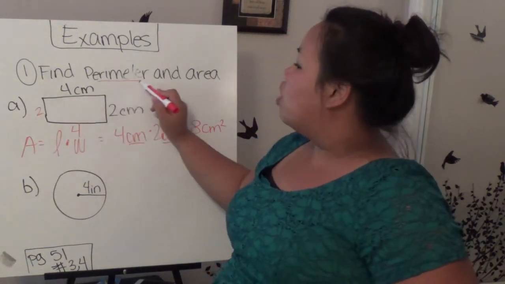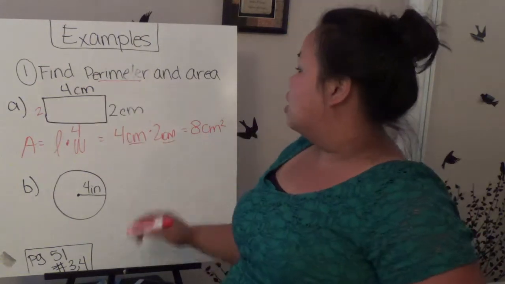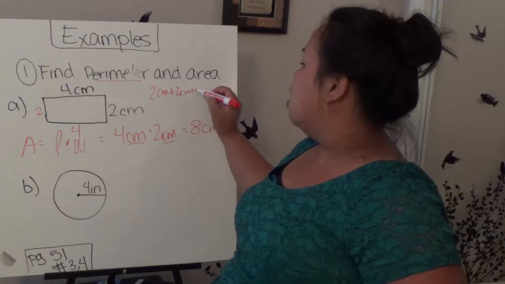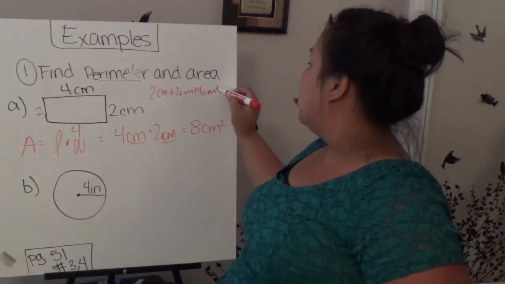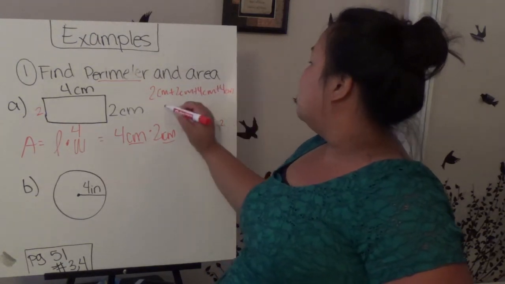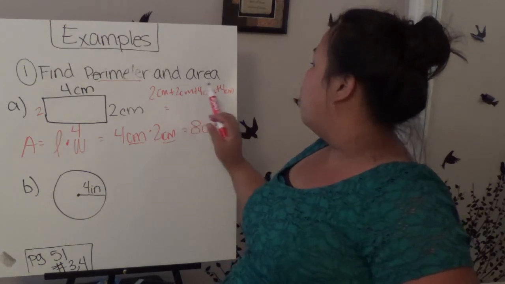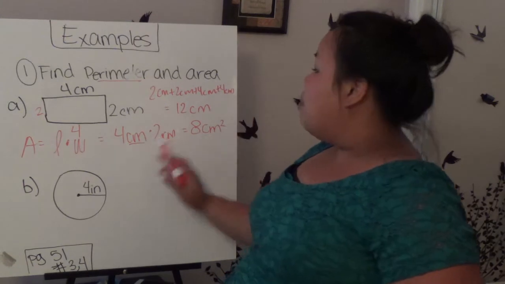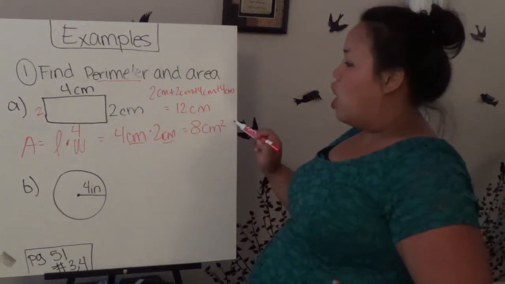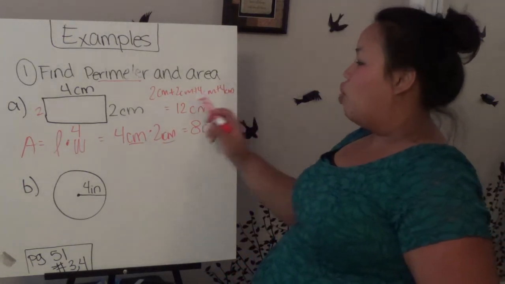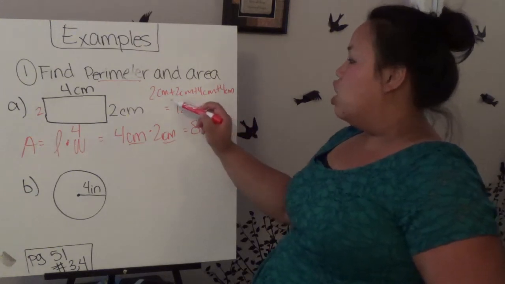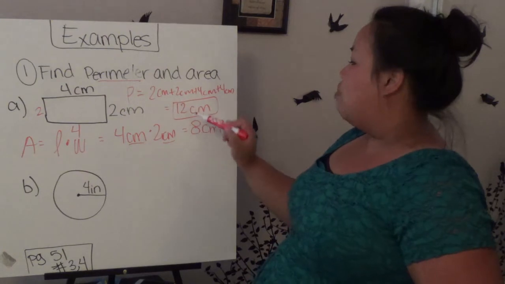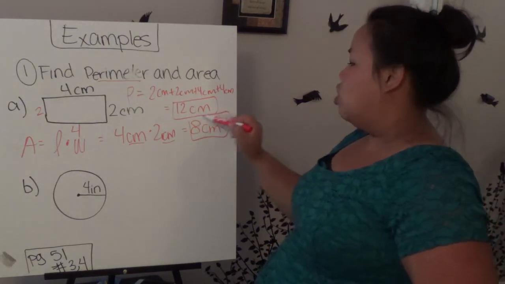And the perimeter is when I'm adding all of the sides. So it would be 2 centimeters plus 2 centimeters plus 4 centimeters plus 4 centimeters. This will give me a total of 2, 4, 8, 12. 12 centimeters. Because I'm not multiplying any centimeters, I don't put squared like I do for the area. When I'm just adding, I just leave centimeters. So this is my perimeter, 12 centimeters, and my area is 8 centimeters squared.